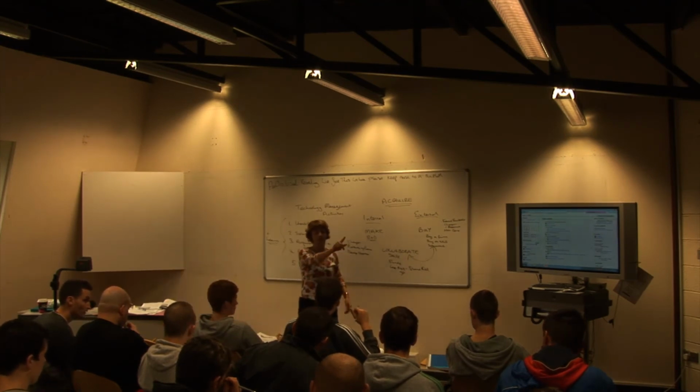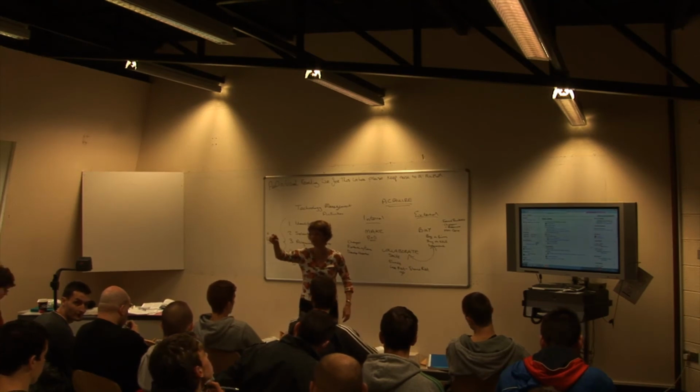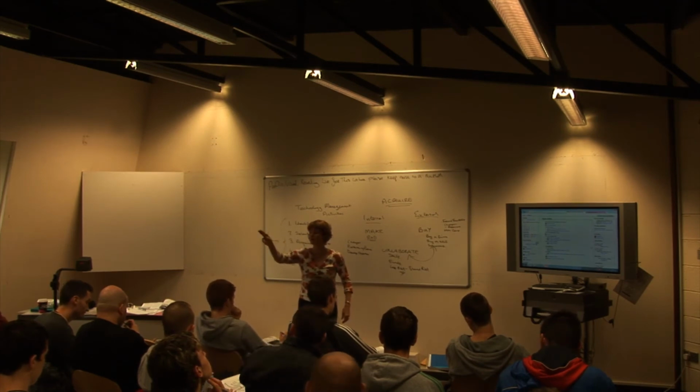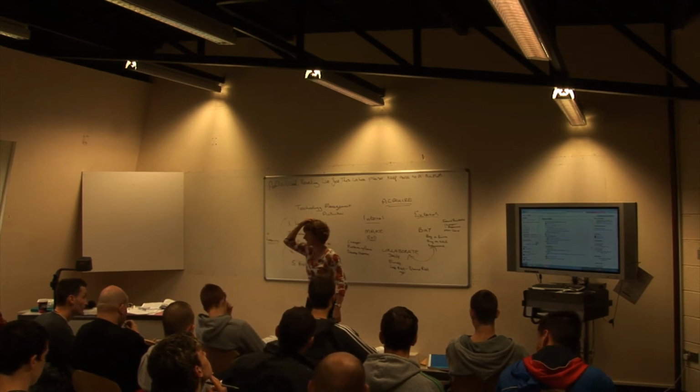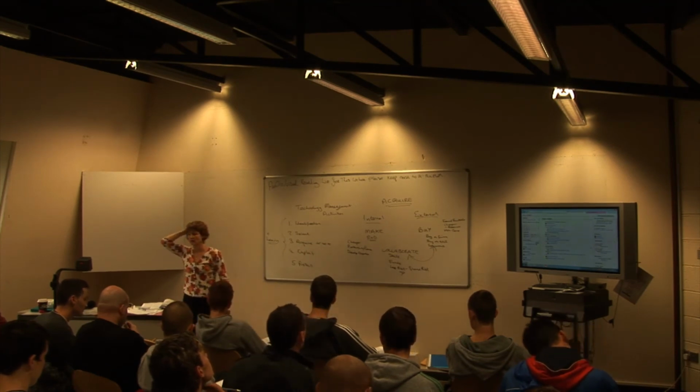Hang on, 1, 2, 3, 4, 5, 6, 7, 8, 9, 10, 11, 12, 13, 14, 15, 16, 17, 18, 19, 20, 22, 23, 24, 25, 26. 26 divided by 6 is 4 and a couple of 5s, isn't it?